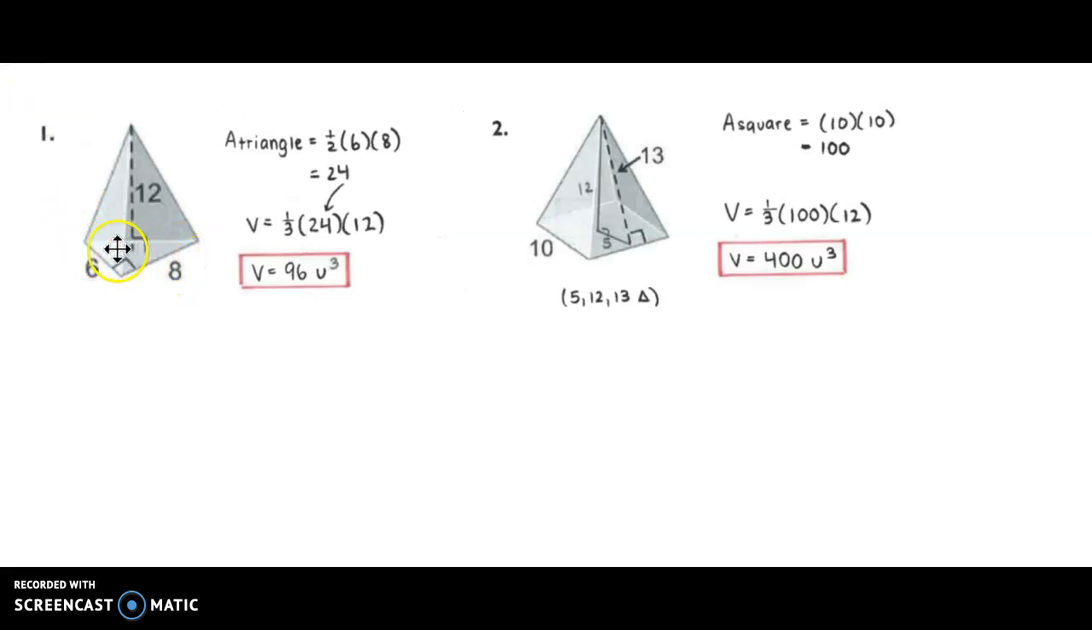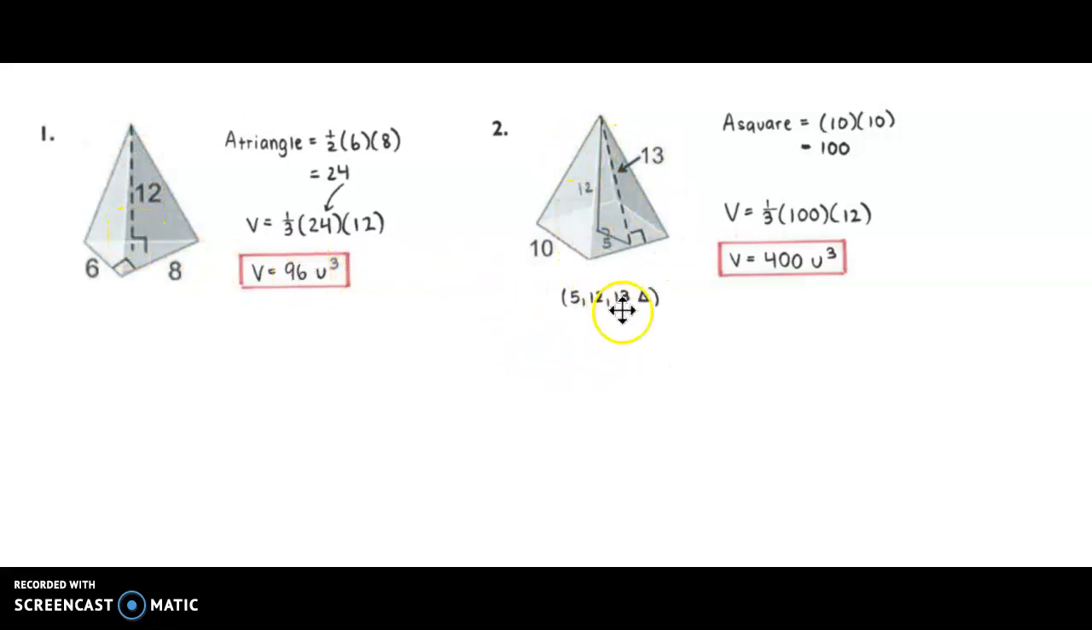And so here, the area of the triangle, 1/2 times base times height, because that's the base, right? The area of the triangle is 1/2 base times height. And so that's 24, that's your capital B, and then the height of the object itself, the pyramid, is 12, right? Remember, the height needs to be perpendicular to the base, okay?